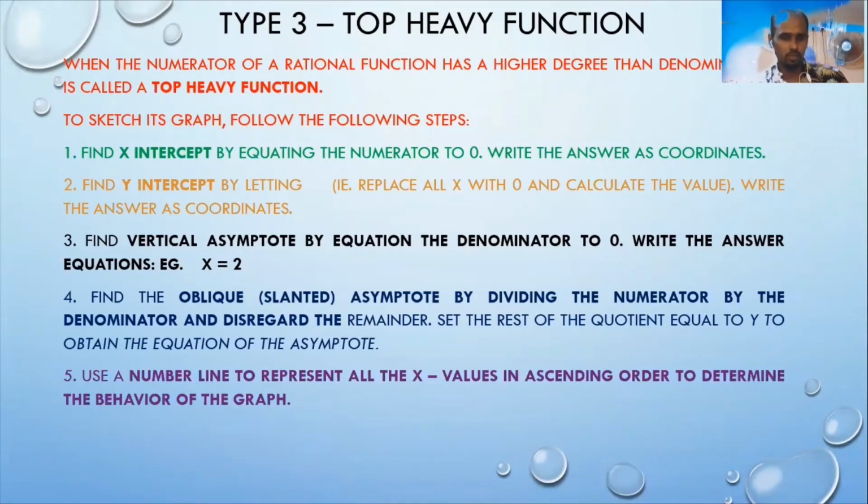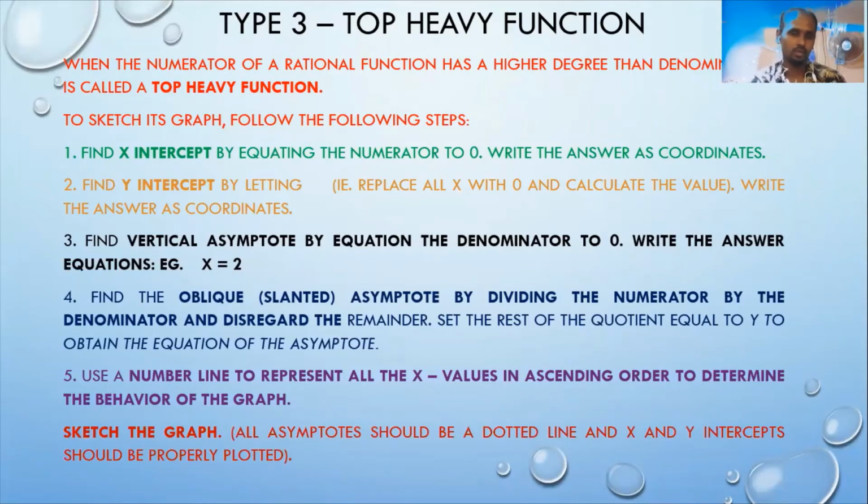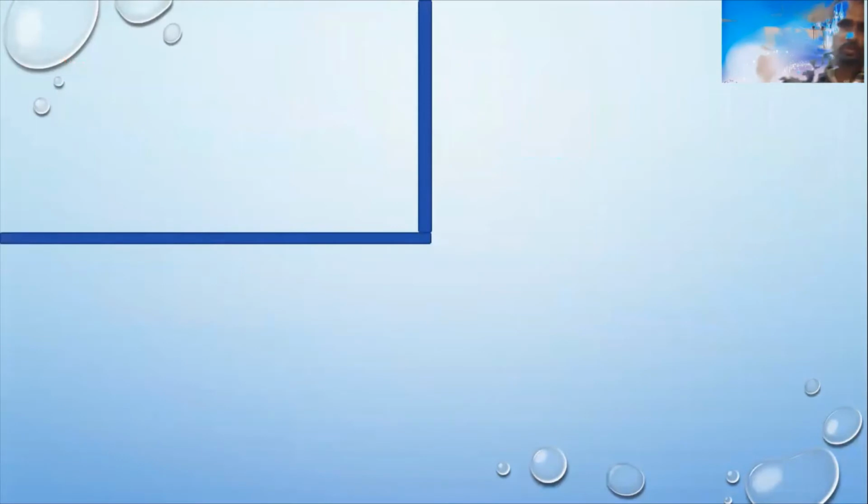And then, as we always do, use the number line to find the x values in ascending order and determine the behavior of the graph. And then finally, you sketch the graph. Okay, so let me show you one example.